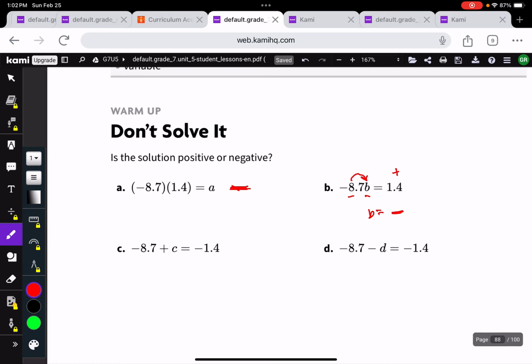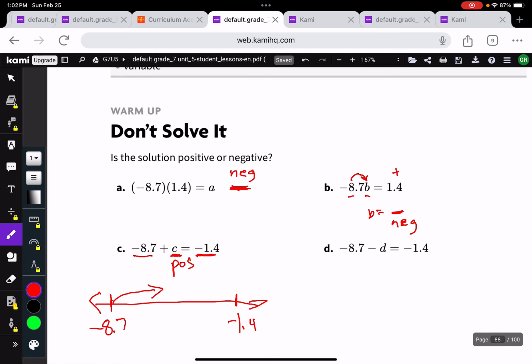On letter C, I got a negative 8.7. I'll write that. That should be negative. I see a negative 8.7. I need to add something to it so that I get a negative 1.4. In other words, here's my number line. Over here is a negative 8.7. I know I need the number to go up to negative 1.4. So what do I need to know? If it's going this way, I've got to add a positive in order to make it go right.